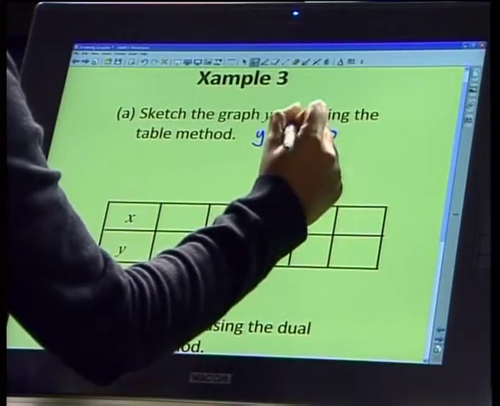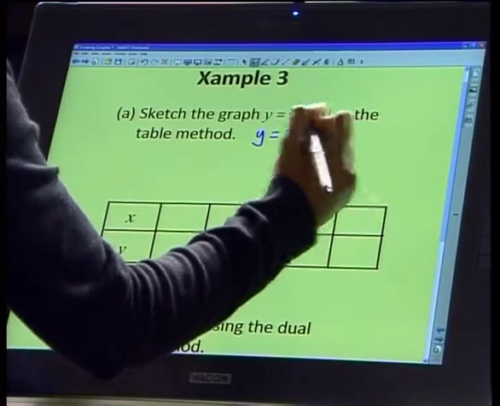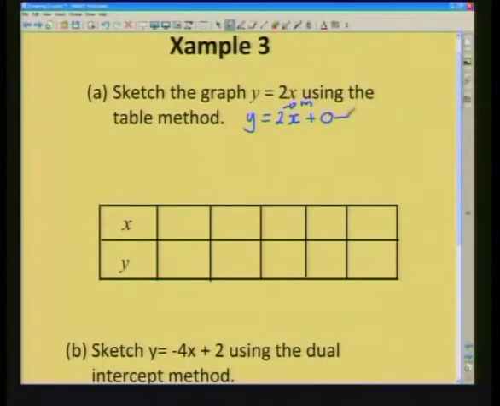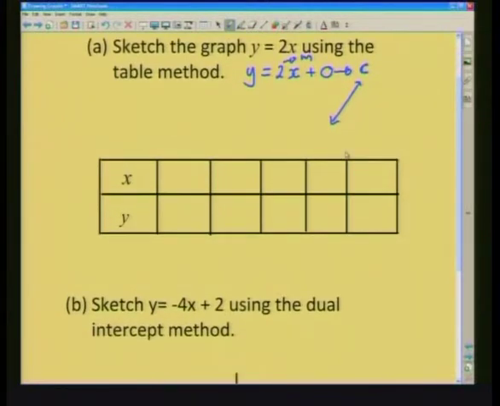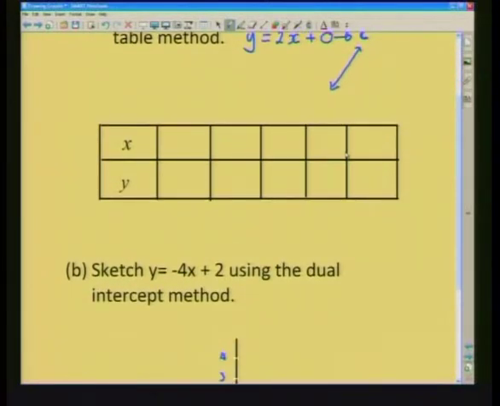The value of 2 here is my gradient, that's the m value. The naught is the y-intercept, or the c value, that tells me where this graph is going to cut the y-axis. And what we see here is that the gradient is positive, which means I'm going to have a graph that slopes in the positive direction, so it slopes towards your positive numbers. Okay, so we've identified the shape just by looking at the given equation.